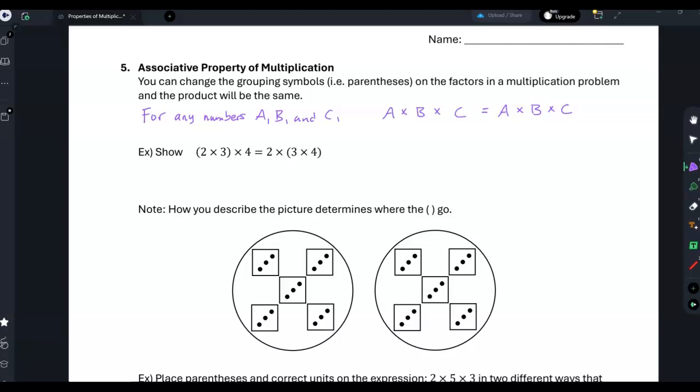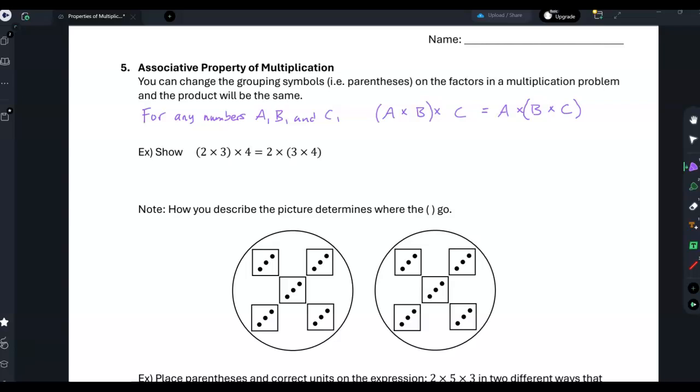So on the left side of my equation, I'm just going to happen to put the parentheses around A times B, meaning to do that first. And then on the right side, I'm going to put the parentheses around the B times C, and that means I would do that part first. So this is going to be true, that I'm going to get the same answers. I'm going to get equivalent things on both sides of the equation.